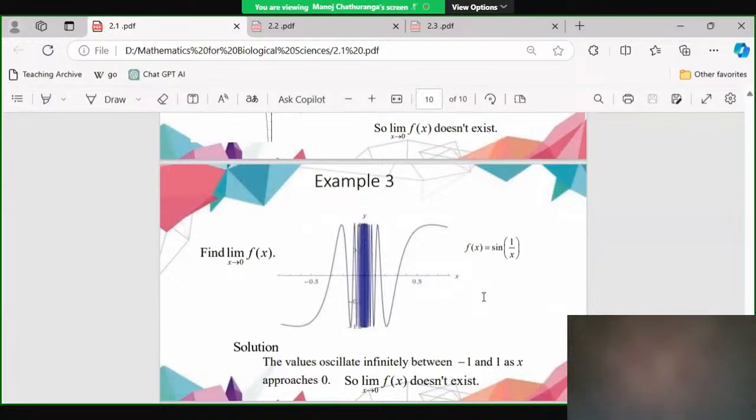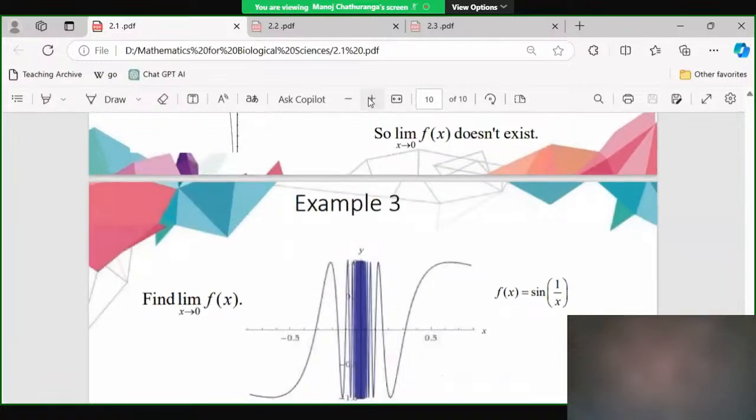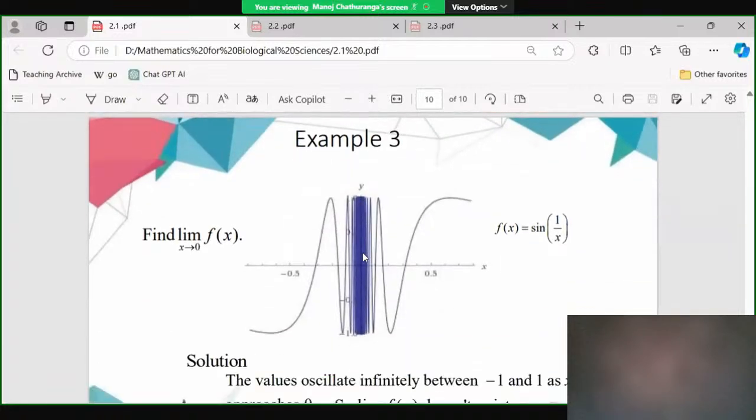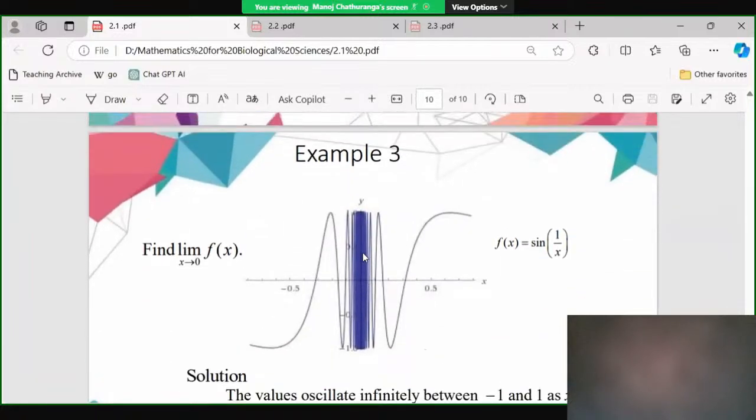Here is a very strange behavior. You don't need to worry about this that much, but I'll show you. I'll discuss this to show you there can be some very strange behaviors. For example, think about the graph of sine of 1 over x. The graph of a sine function is a wave-like graph. It goes up and down.